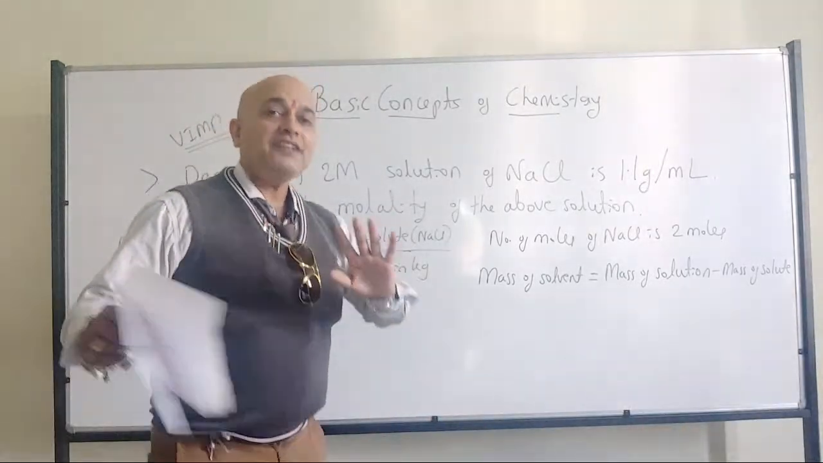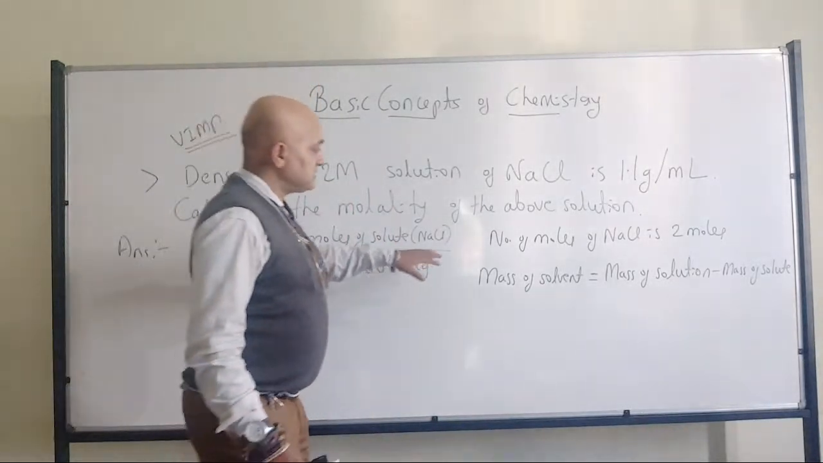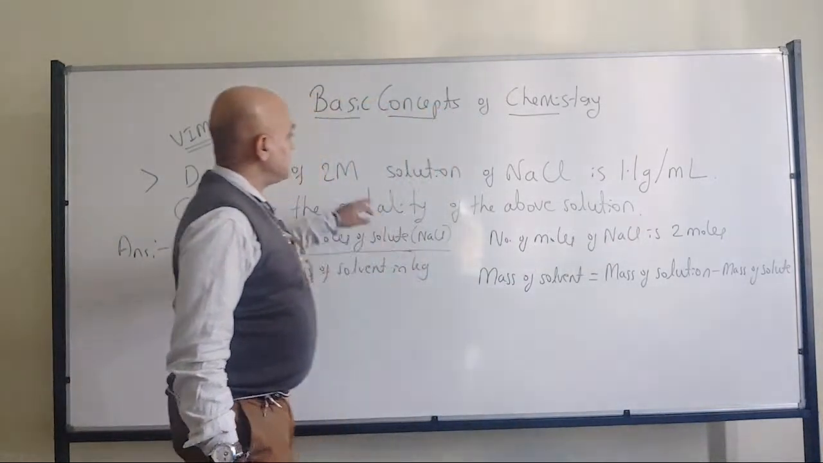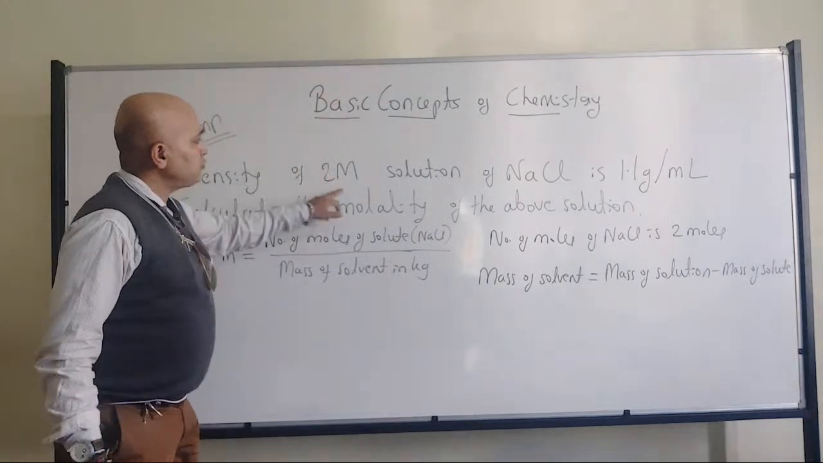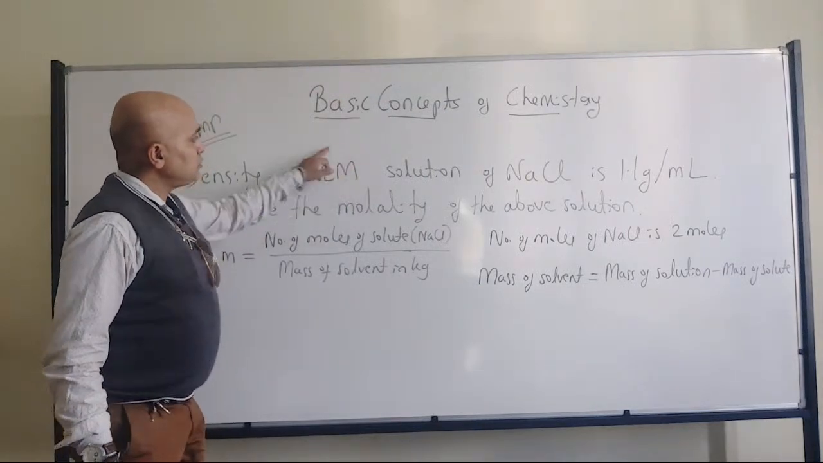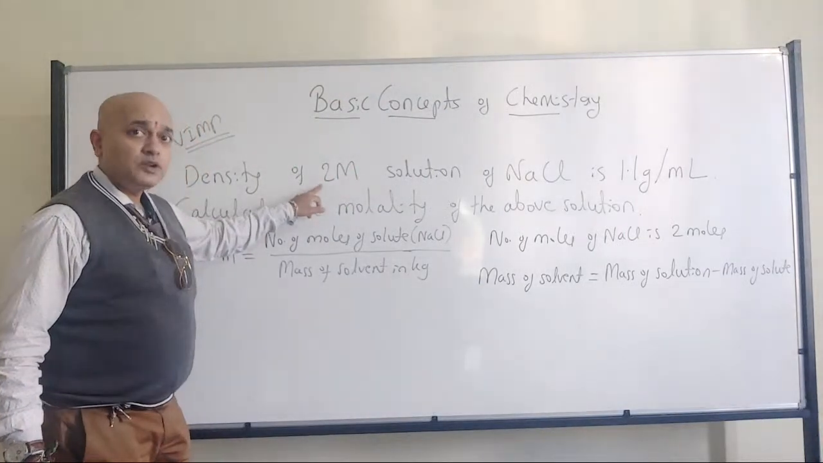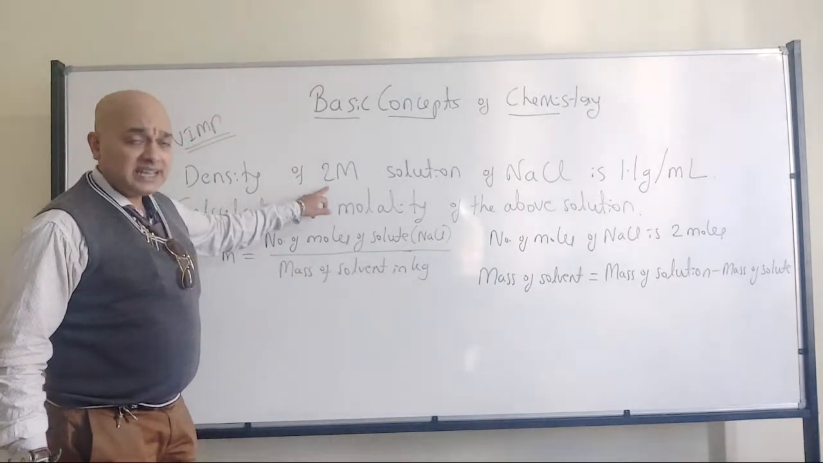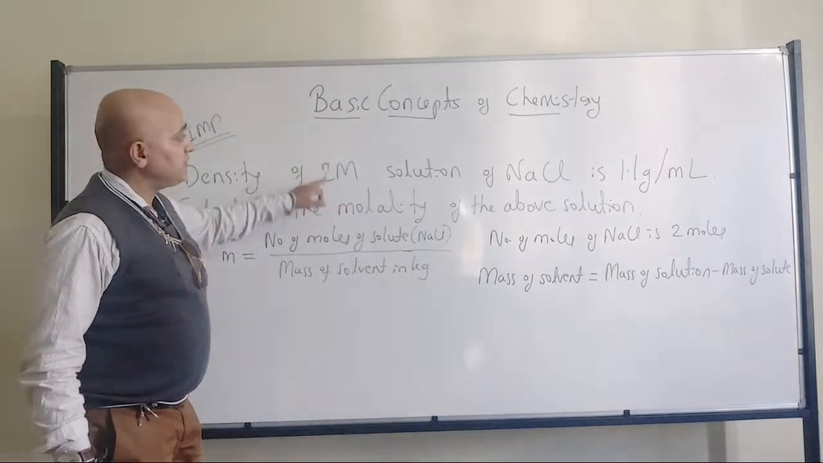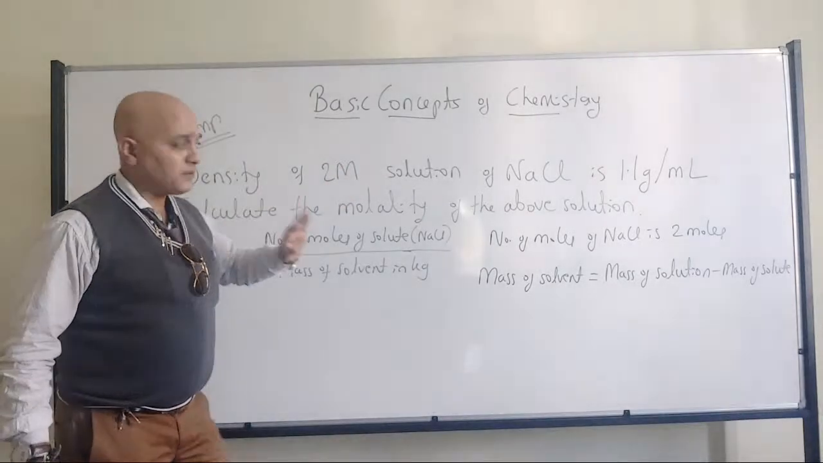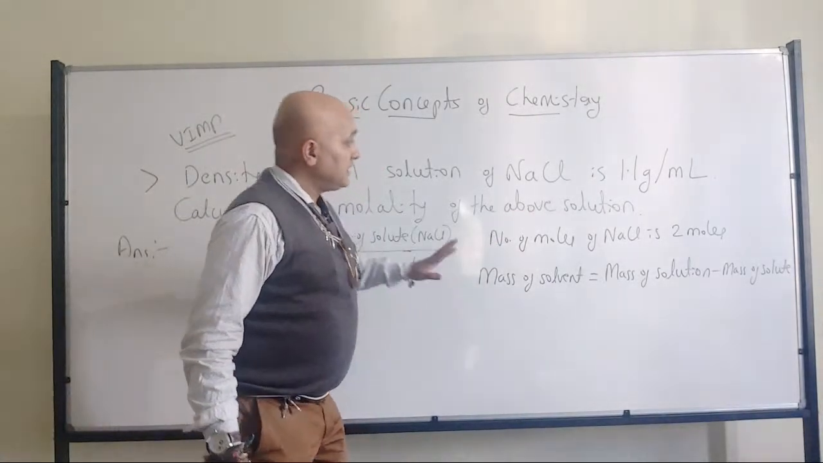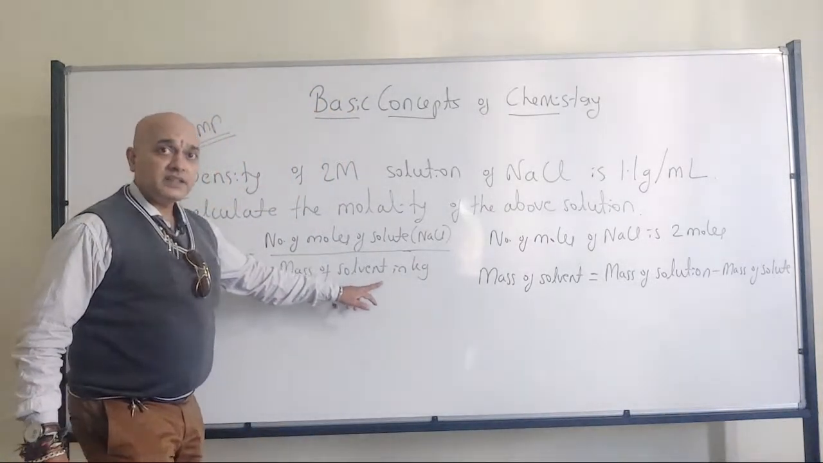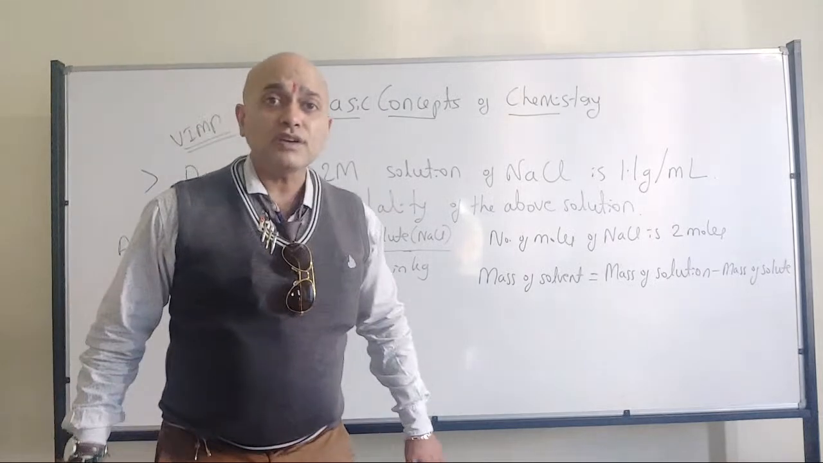Anyway, fine, Yagnesh, I will explain it once again. The number of moles of NaCl is 2 moles, because we have a 2 molar solution. A 2 molar solution is nothing but 2 moles of solute, that is NaCl, in 1 liter of solution. That's where we have the 2 molar. So 2 moles. Now, denominator, what is that? Mass of solvent.